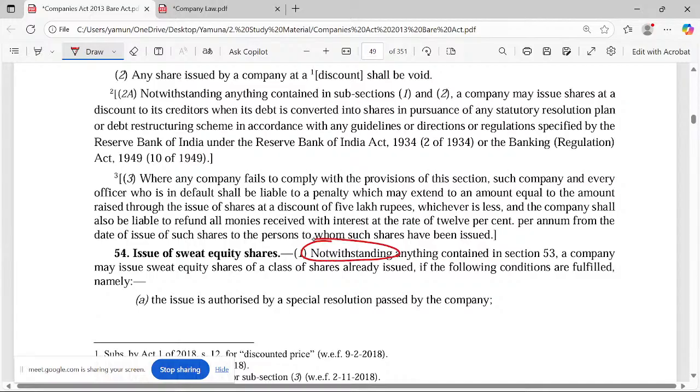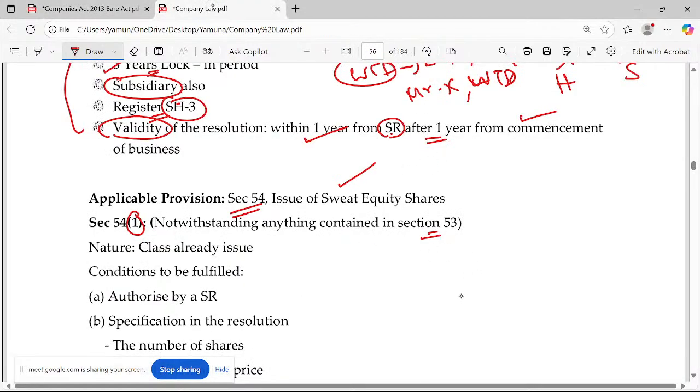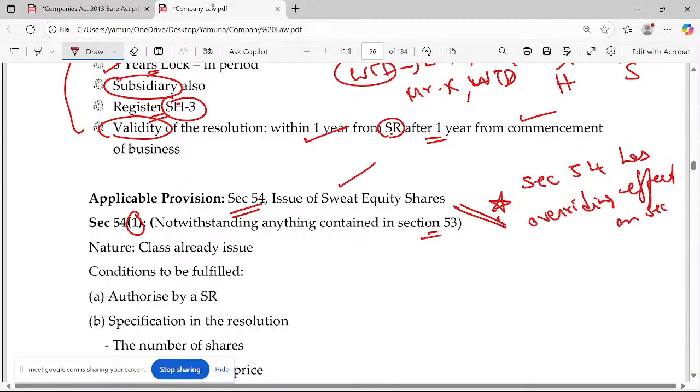What do you mean by the term notwithstanding? Whatever is said in Section 53, once Section 54 comes, only Section 54 applies. Please try to understand: whatever Section 53 may say, at Section 54, only Section 54 applies, which means Section 54 has an overriding effect on Section 53. You may expect this question in your exam paper. You can highlight this line and note that Section 54 has overriding effect on Section 53. Is it okay?